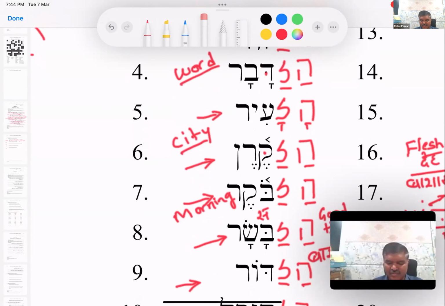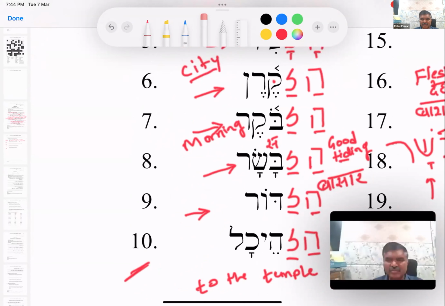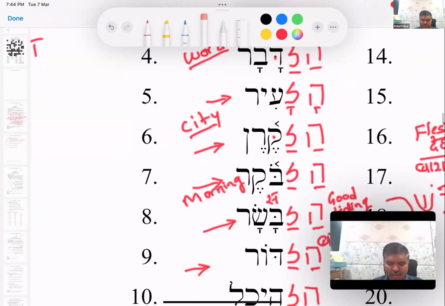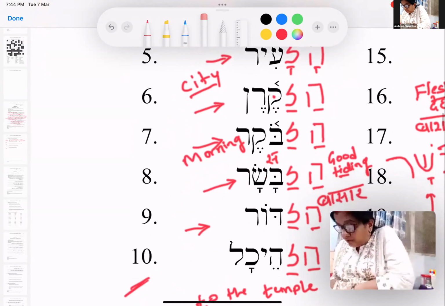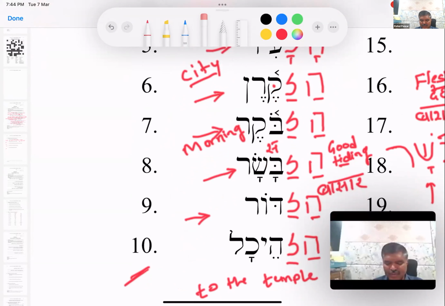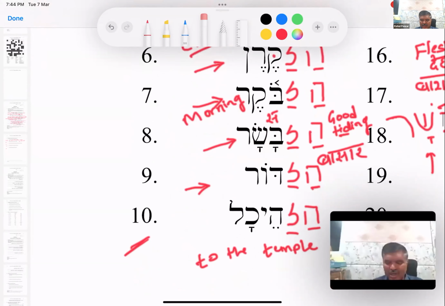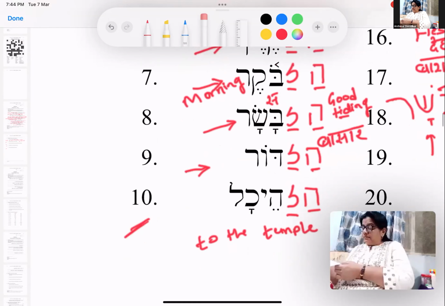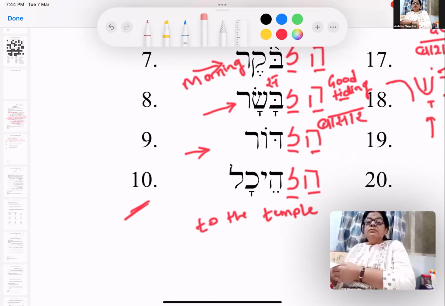Then keren. Ha-keren. La-keren. Boker. Fifth one is what, sir? Fifth one is ir. Ha-ir, la-ir. La-ir it is. Okay. Seventh one is boker. Ha-boker, la-boker. Eighth one is basar. Ha-basar, la-basar. Ninth one is dor. Ha-dor, la-dor.